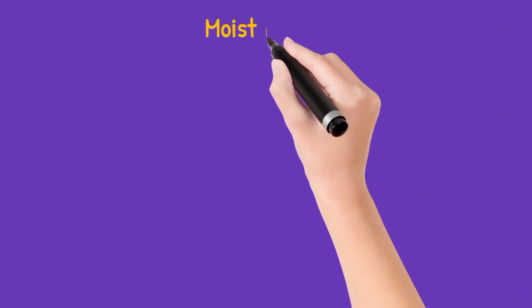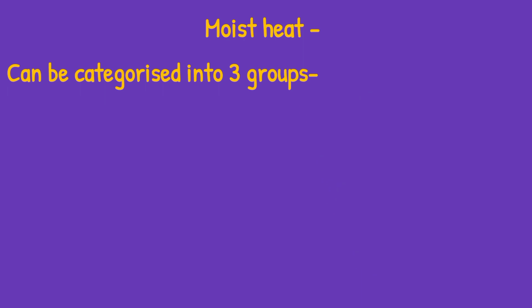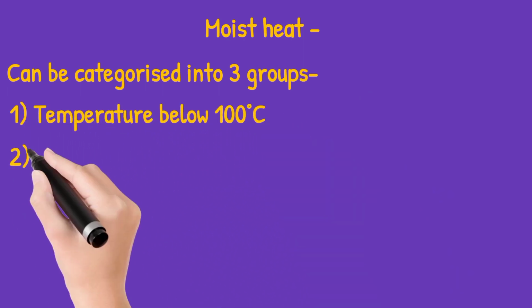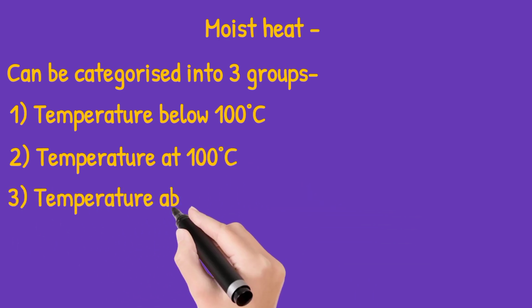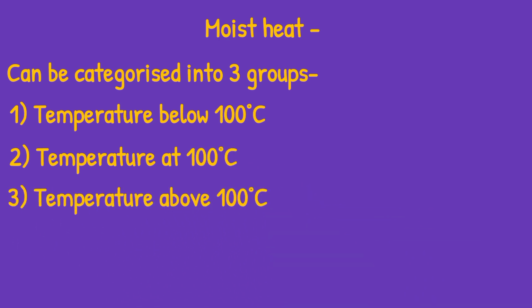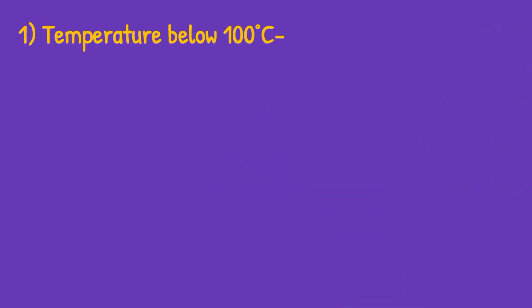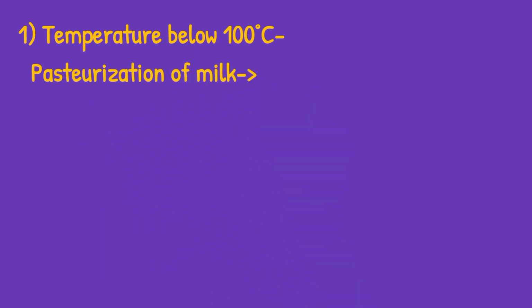Now let's see moist heat. As we know, it is categorized into three groups: temperature below 100 degrees Celsius, temperature at 100 degrees Celsius and temperature above 100 degrees Celsius. Now what comes under temperature below 100 degrees Celsius? You all have heard about pasteurization of milk. In simple terms, it's sterilization of milk.